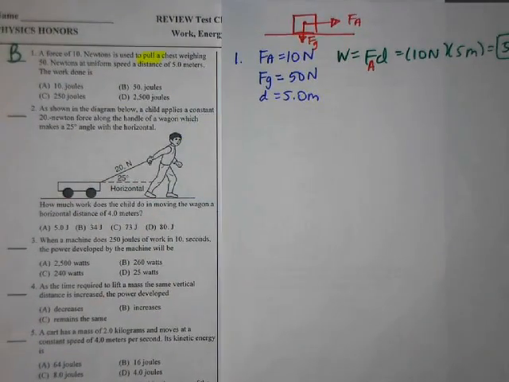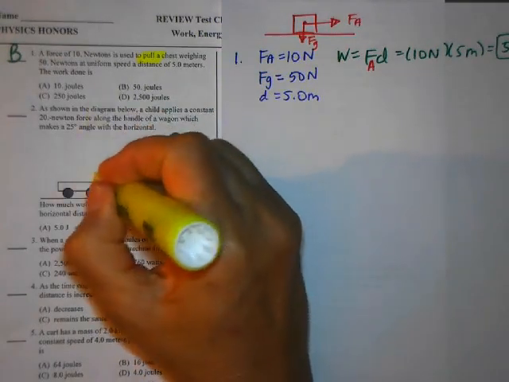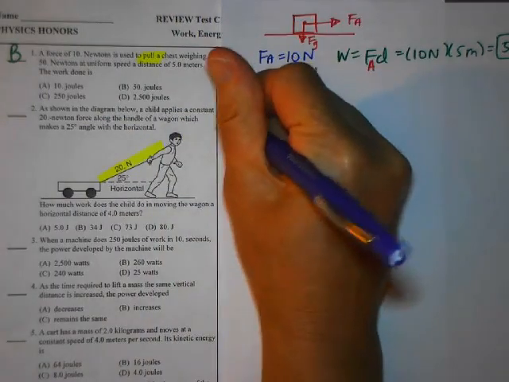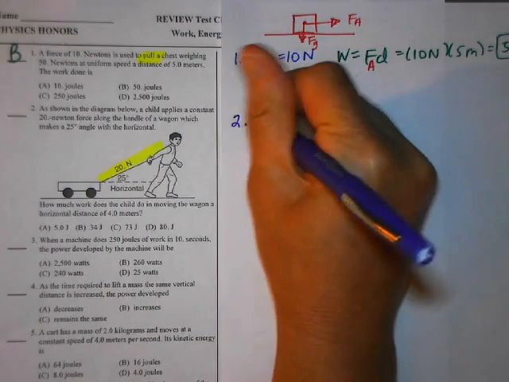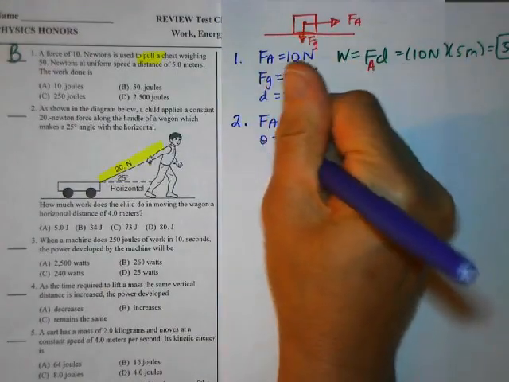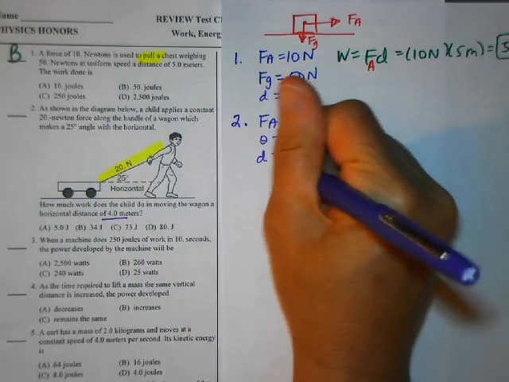Okay. Number 2, as shown in the diagram below, a child applies, so this is again the applied force, but it's acting at an angle of 25 degrees. How much work does the child do in moving it? So for number 2, we see the applied force is 20 newtons, the angle is 25 degrees, and it moves a horizontal distance of 4 meters.